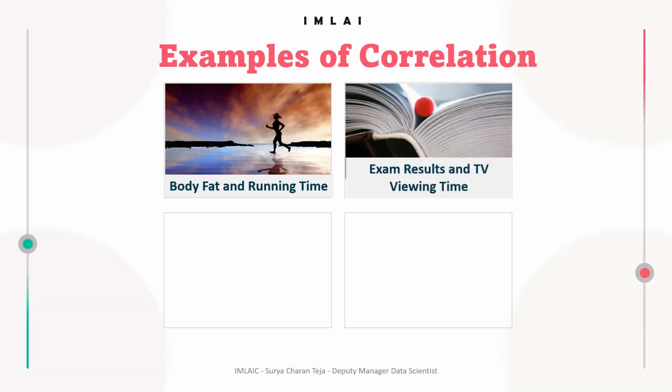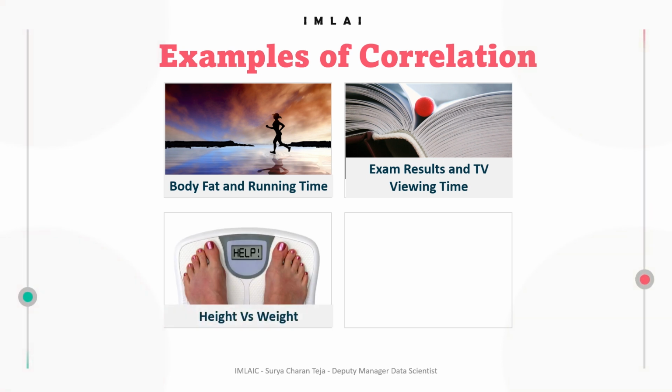Then we have the second example, which is exam results and TV viewing time. Exam results typically suffer when a student watches more television. In other words, there is a negative correlation between the amount of time spent watching TV and the exam grade. Exam results decline as TV viewing time increases. These are also inversely proportional, with a negative correlation coefficient.